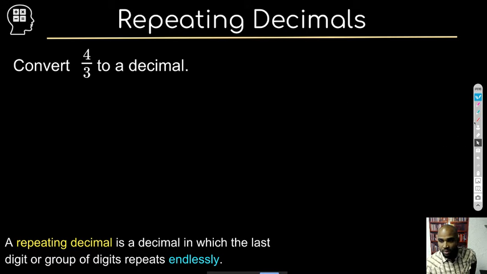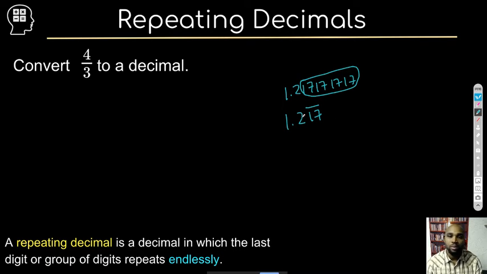So it doesn't have to be the same digit, as a matter of fact. It could have been 1.217171717, and you could have rewritten this 1.217 and put a line over the 17. Since it's the 17, that's the repeating part. So the part that keeps repeating is the part that gets the line over it, that communicates this part keeps repeating.